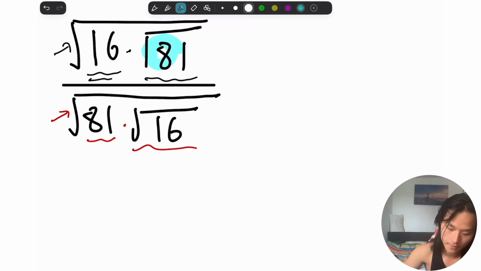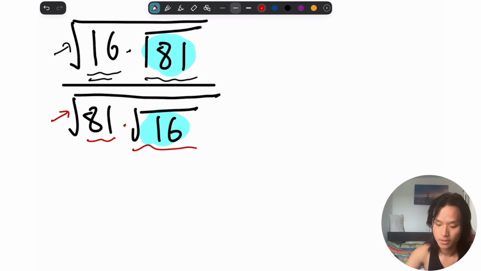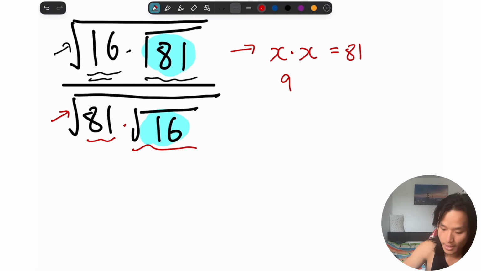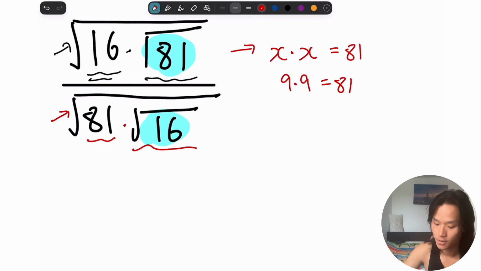So let's think about these two terms. What is the square root of 81? To find the square root of 81, we are asking what number, say x, multiplied by itself gives us 81. You should know off by heart from your multiplication table that 9 times 9 equals 81. So x is 9. So the square root of 81 is 9.